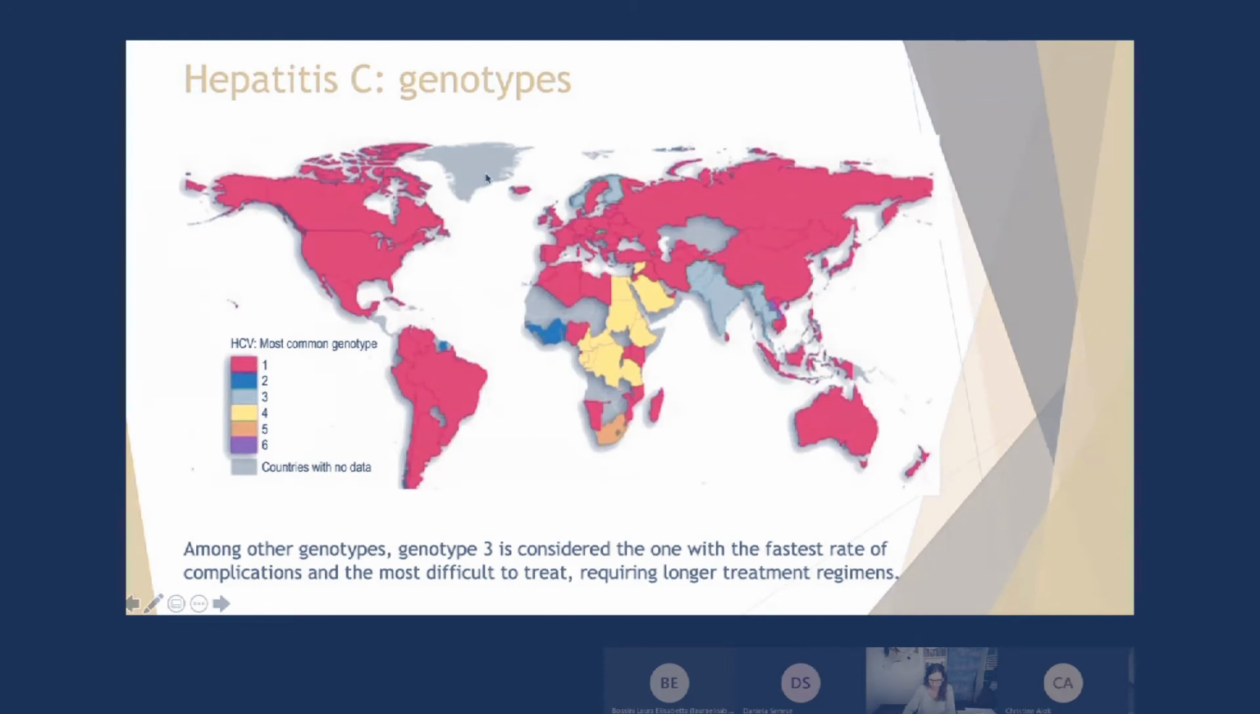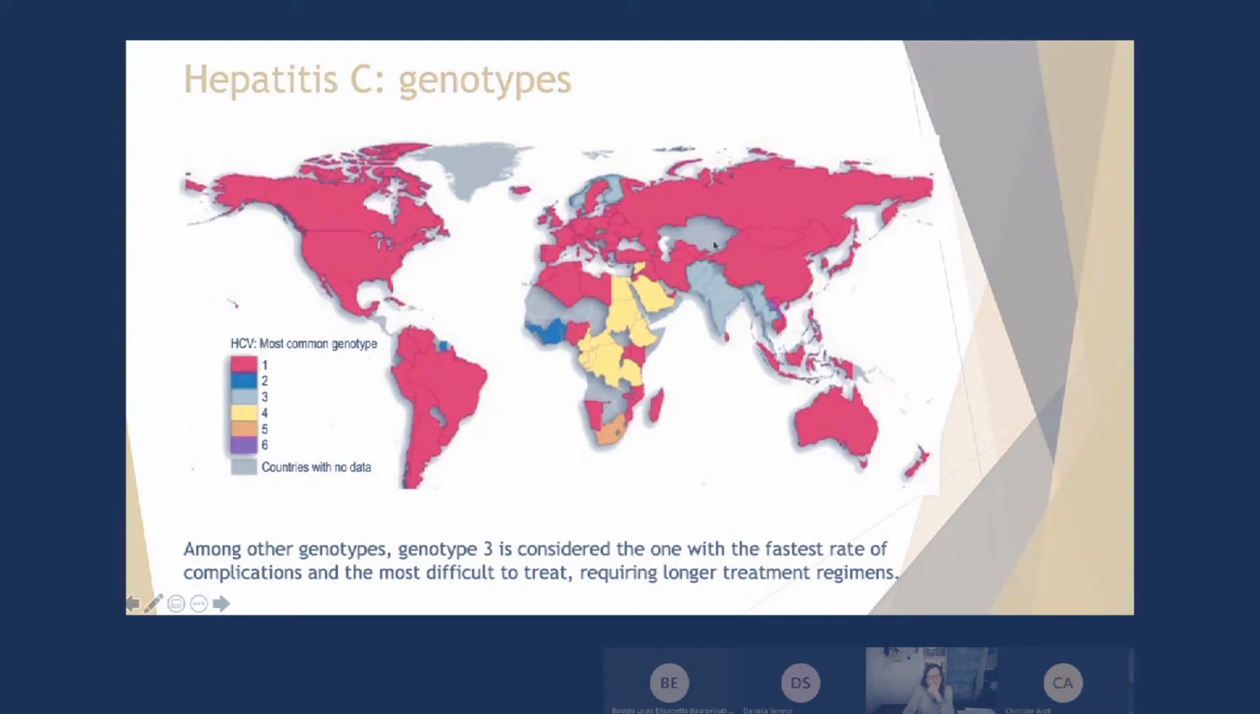We see that most hepatitis C virus in the world belongs to genotype 1. That is the most frequent in Northern and Southern America, in Europe, in some of Africa's northern countries, and in Australia. Some countries are affected by genotype 2, but it is genotype 3 that I want to talk about.